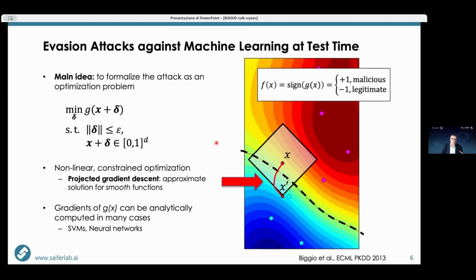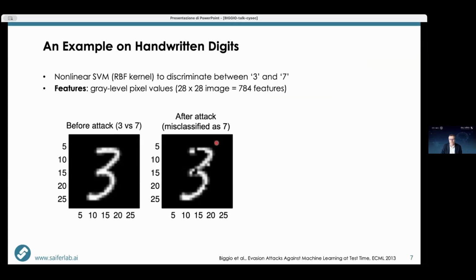Of course, at that time, we tested that against support vector machines and simple neural networks on images, and it was nice to see that to fool a model that discriminates digit 3 versus digit 7, what you just need to do is to remove some of the pixels. In this case, the constraint was to change the image by modifying only a few pixels.